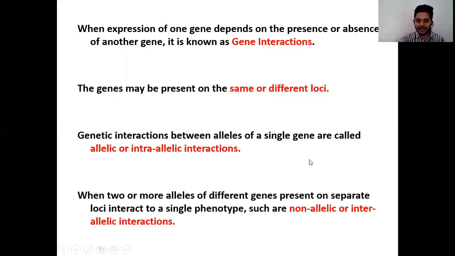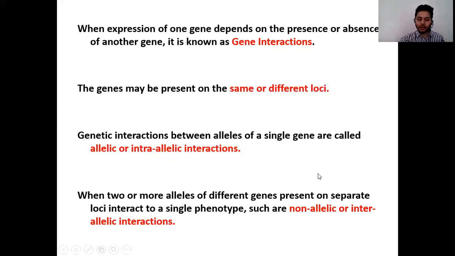Then the other set of interactions that we have are the non-allelic interactions. These interactions take place between two or more different alleles that belong to two or more different genes, and these genes are present on separate loci. All these alleles present on separate loci interact with each other, and upon their interaction, only a single phenotype is produced. Such interactions are called non-allelic or inter-allelic interactions. Remember, such non-allelic interactions always take place between alleles or genes that are present on different loci.